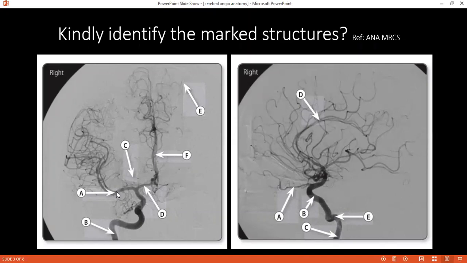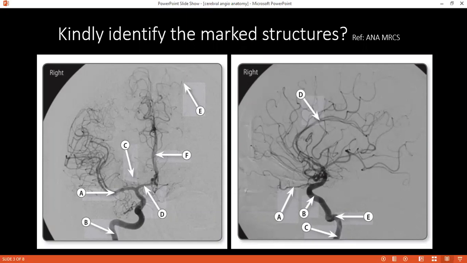Yes, ma'am. B is internal carotid artery. A is middle cerebral artery. D and F is anterior cerebral artery. C may be choroidal artery, and E is anterior communicating artery. So what is this image? What kind of image is this? This is an image of cerebral angiogram, sagittal section.